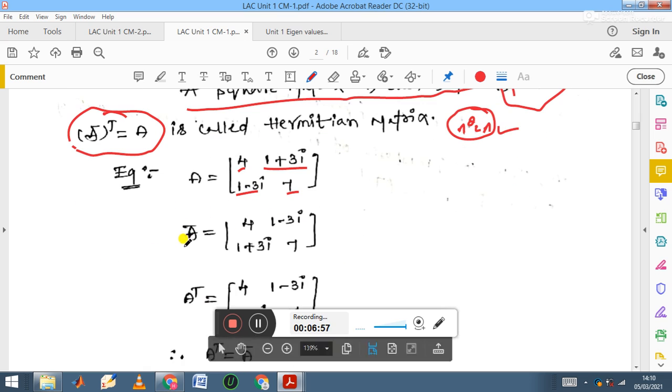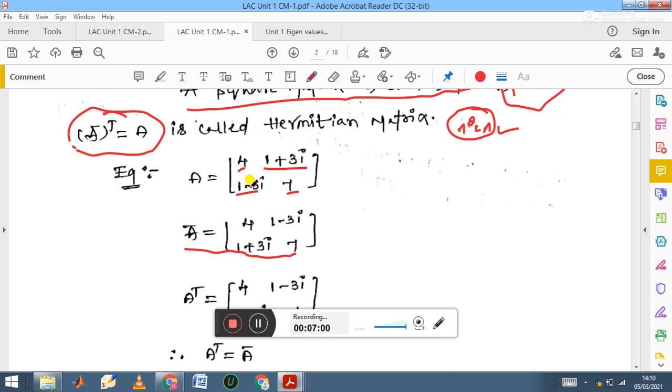First they take the conjugate of A. 4 they write as it is. In place of 1 plus 3i they write 1 minus 3i. In place of 1 minus 3i they write 1 plus 3i, and 7 as it is.